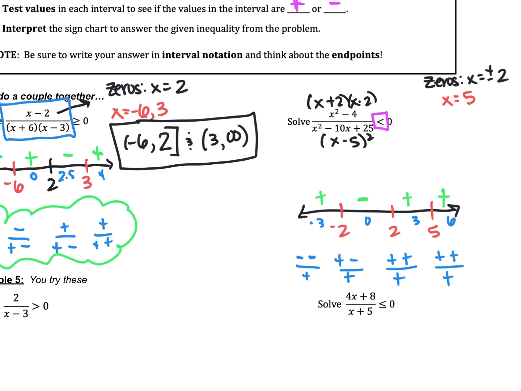Now, let's find our solution, okay? Our solution is where that rational expression is less than 0. So does that mean I want the positive intervals or the negative intervals? The negative intervals. There's only one of them, and where does it happen? Between -2 and +2. Because we're not equal, we're going to use parentheses on everything.